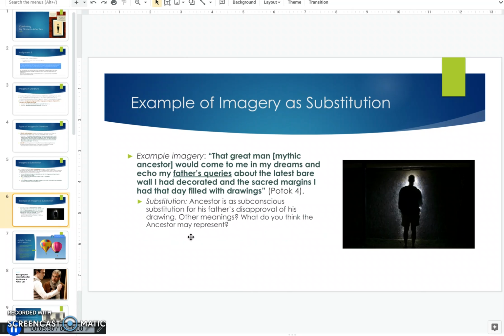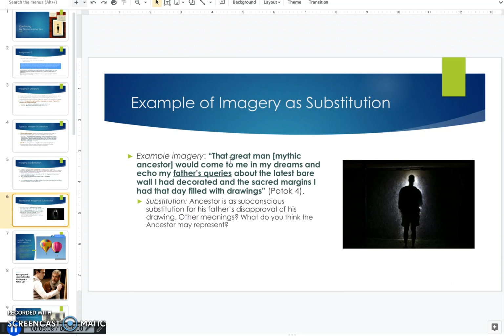Here's an example of imagery as substitution and symbolism in My Name is Asher Lev. "That great man, the mythic ancestor, would come to me in my dreams and echo my father's queries about the latest bare wall I had decorated and sacred margins I had that day filled with drawings."